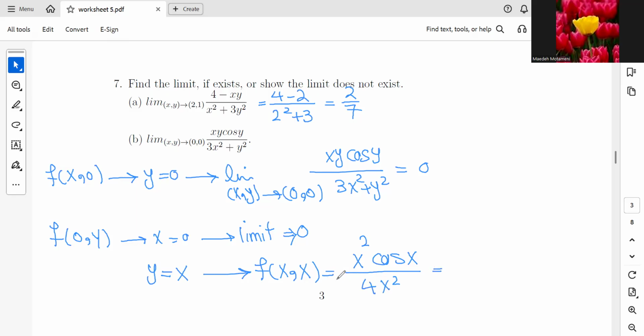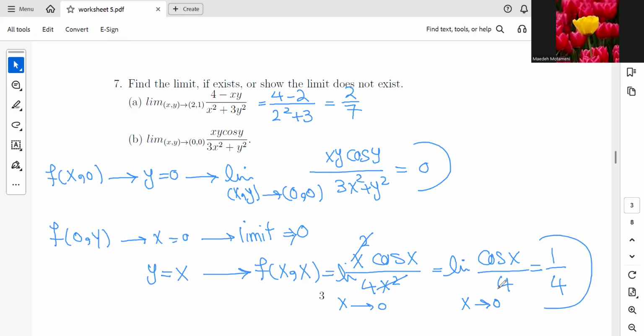So if you plug in x approaching 0, before applying x equals 0, you can cancel these two, and the answer will be the limit of cosine of x over 4. We know that when x is approaching 0, cosine of 0 is 1, so it's 1 over 4. So we have found two different amounts for the limit with two different paths. One of them is 0, the other one is 1 over 4, and it means that the limit does not exist.